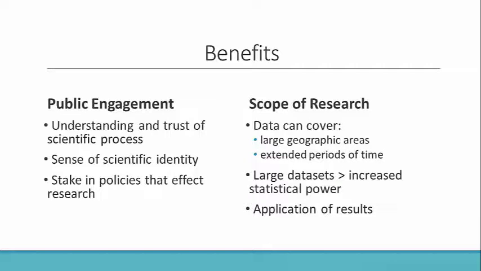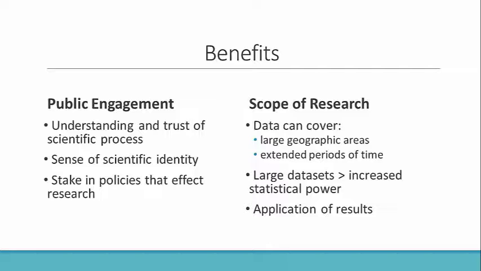One thing that we try to quantify in citizen science projects when we're understanding how well they're doing is public engagement. That's understanding and trusting the scientific process. It's also whether or not participants have a scientific identity, whether or not they can see themselves doing science or participating in science. Not just whether or not they can memorize facts about a project, but whether or not they see themselves as contributing to a project.